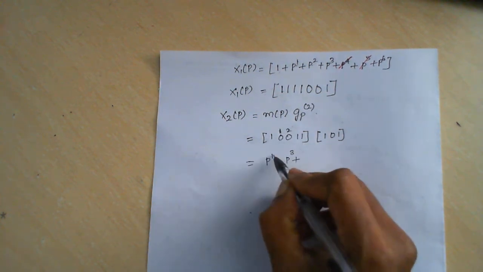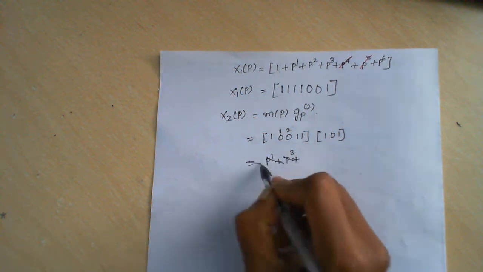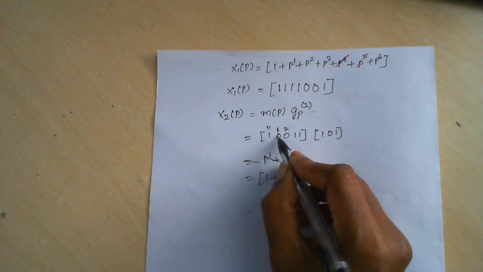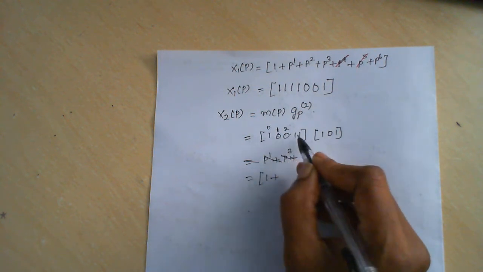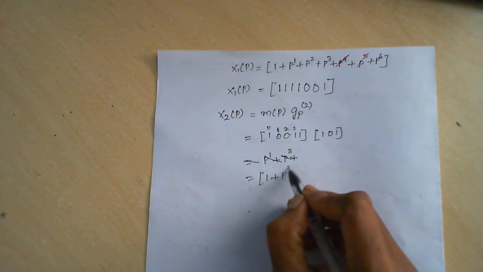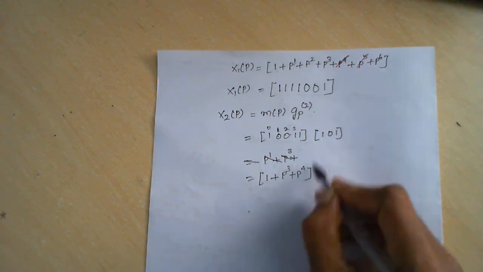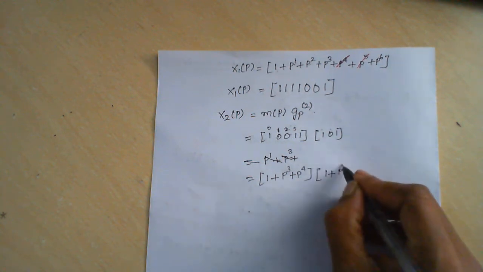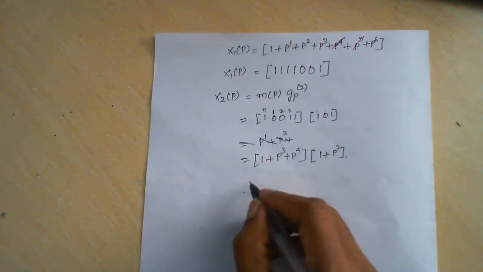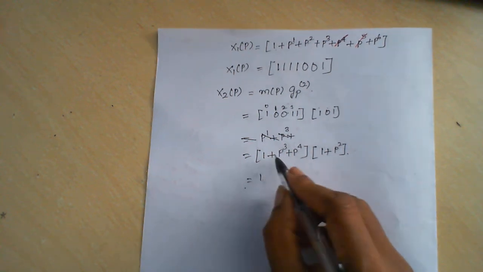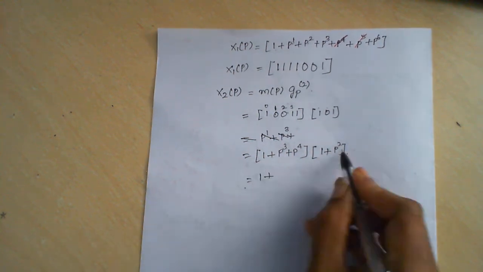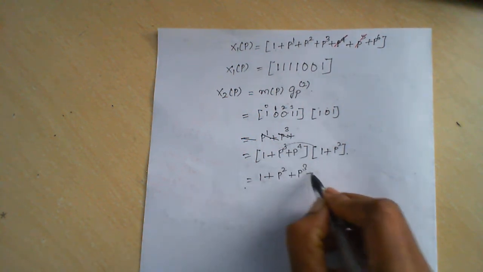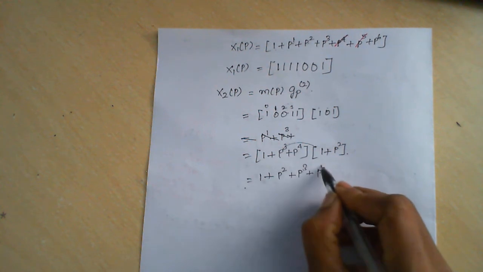You should specify it like this. So this is p power 0, so it is 1, p power 1 is not present, p power 2 is not present, whereas p power 3 is present and p power 4 is present. For the generator, 1 is present, p power 1 is not present and p power 2 is present. So here multiplying, 1 into 1 is 1, 1 into p power 2 is p power 2, then p power 3 into 1 is p power 3 and p power 3 into p power 2 is p power 5.